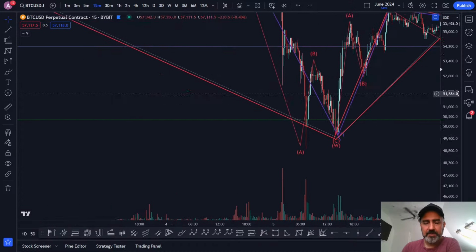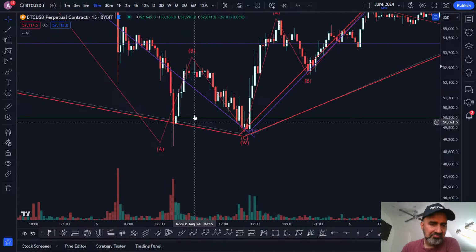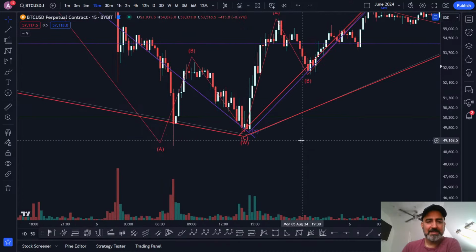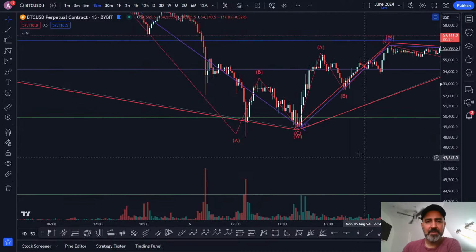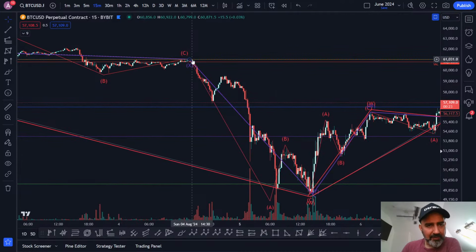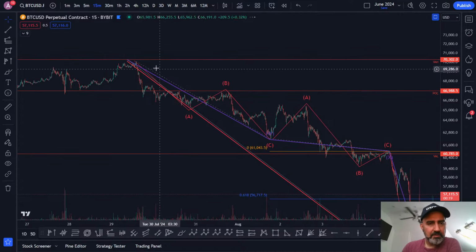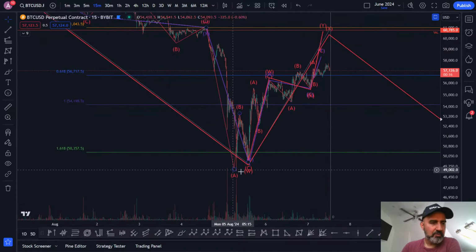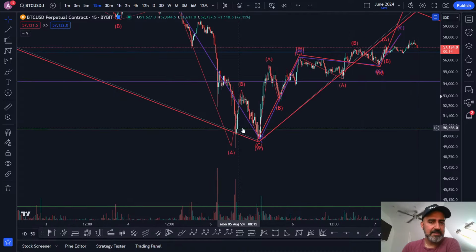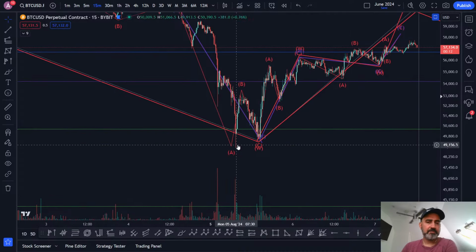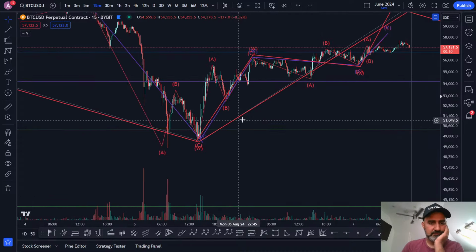kind of zoom in a little bit, let's have a look. Not a crazy respect, but it kind of came to the 1.618. Have I got this all corrected? Yeah, looks like 1.618. Pretty extended sell-off. We haven't seen that in a while.